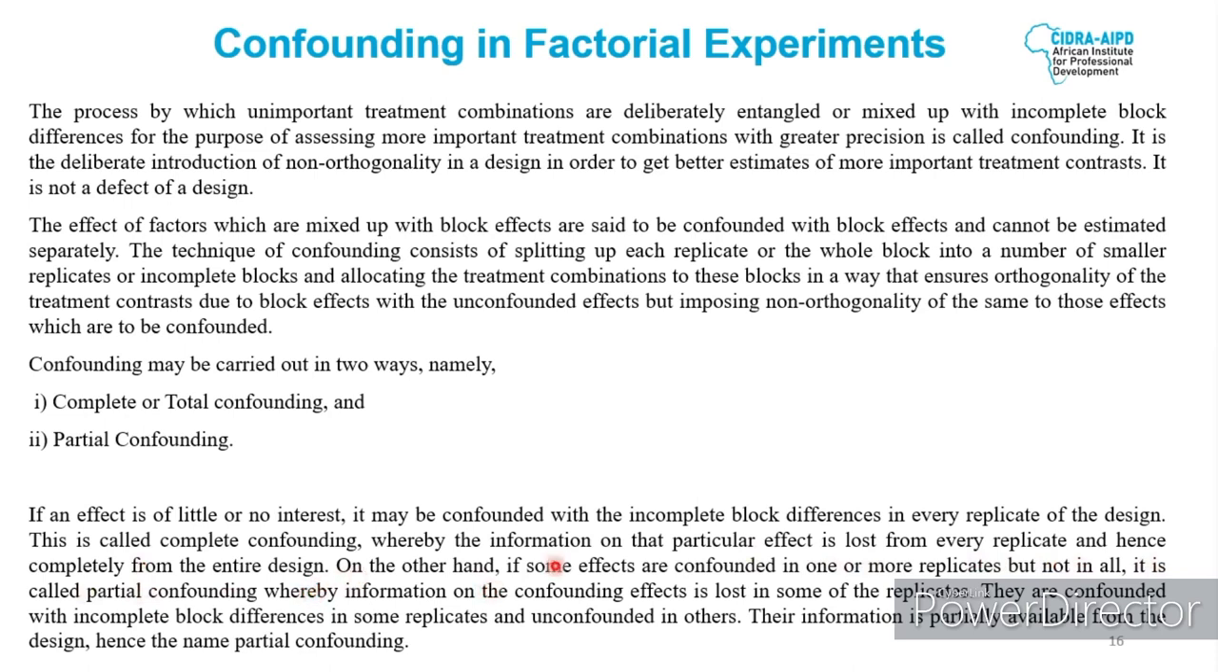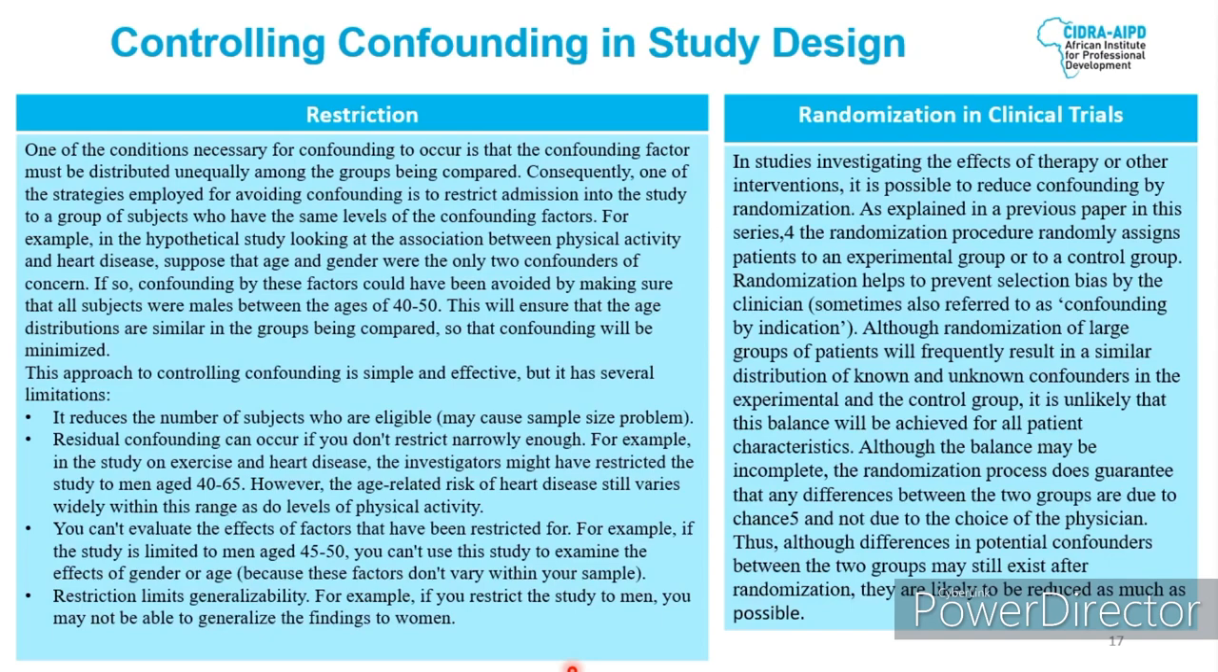On the other hand, if some effects are confounded in one or more replicates, but definitely not all, it is called partial confounding. It is confounded only partially, whereby information on the confounded effects is lost to some of the replicates. They are confounded with incomplete block differences in some replicates and unconfounded in others. Their information is only partially available from the design and hence the name partial confounding, where confounding doesn't happen to all the replicates. So there are three ways that we can potentially control confounding in a study design.